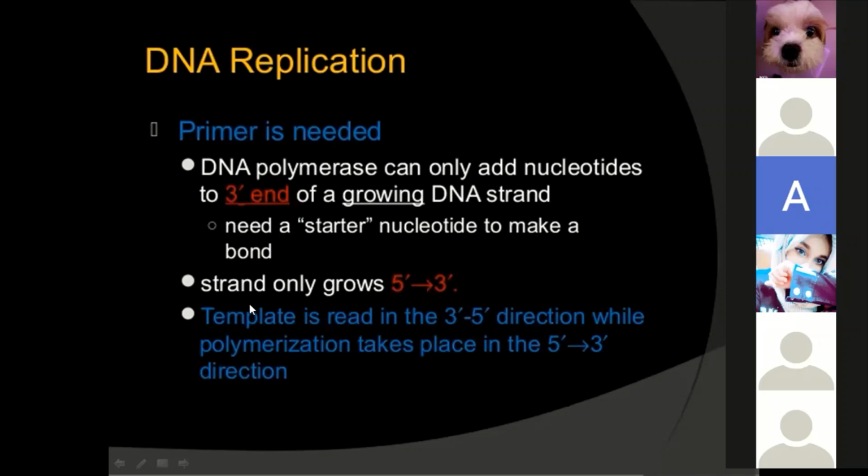So the strand always grows in the 5' to 3' direction, because the nucleophilic attack is always at the 3' end. Because of that, it is a universal rule that the strand grows 5' to 3'. It never happens that it grows from 3' to 5'. The template is read in the 3' to 5' direction, while polymerization takes place in the 5' to 3' direction.